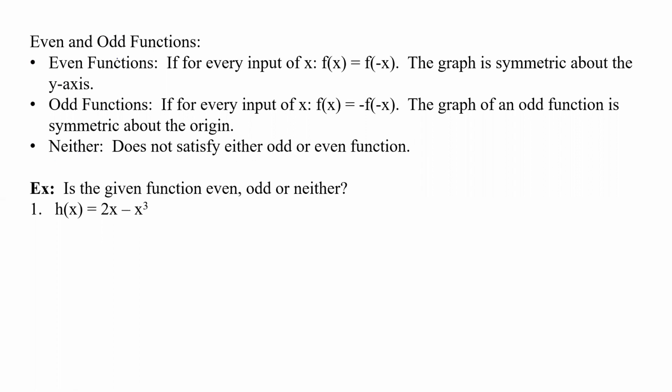Well, basically for every input of x, if we have f of x, that's going to give us f of negative x. So basically the graph is going to be symmetric about the y-axis. All right. Then for odd functions, for every input of x, f of x is equal to negative f of negative x, which means the graph of an odd function is symmetric about the origin, that makes it odd. And if neither one of them, it doesn't satisfy even or odd.